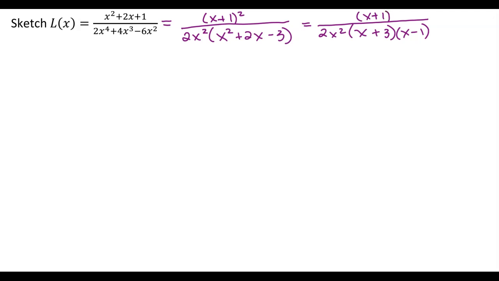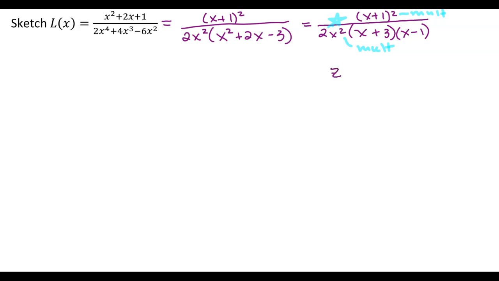So I don't get to cancel anything, which means I don't have a hole in the graph, but I do have to think about the multiplicity in the top and in the bottom. And just in general, a big warning is that when you factor out x's, for whatever reason, those don't stand out as much to people, and they will forget that that does give you a 0 or a vertical asymptote or a hole in the graph, depending on where it shows up.